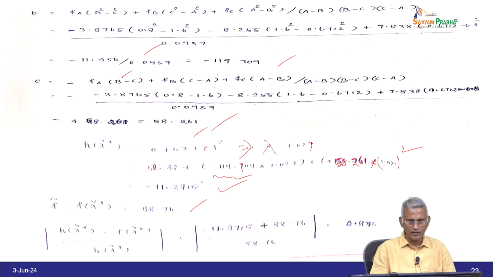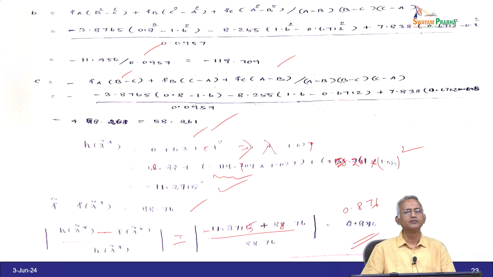Therefore, H of lambda star tilde minus F of lambda star tilde by H of lambda star tilde equal to minus 11.275 plus 88.76 by 88.76 equal to 0.876 is a convergency value. That is a required answer to the problem.